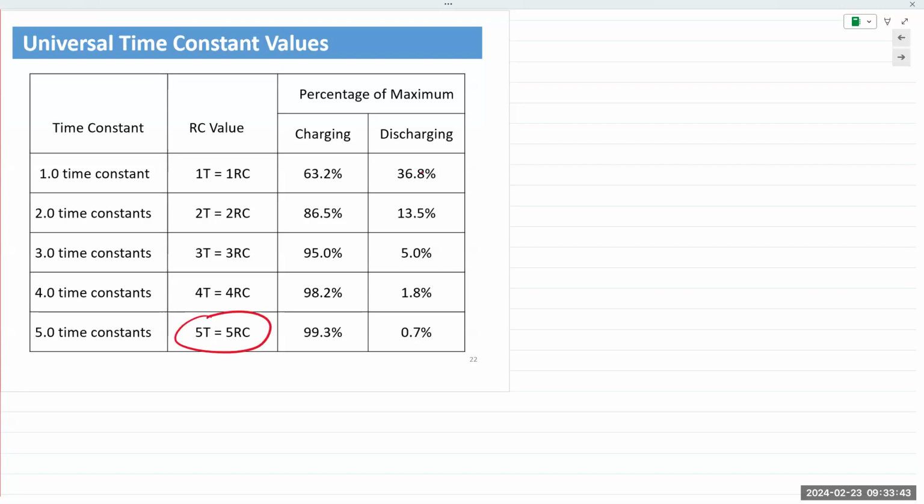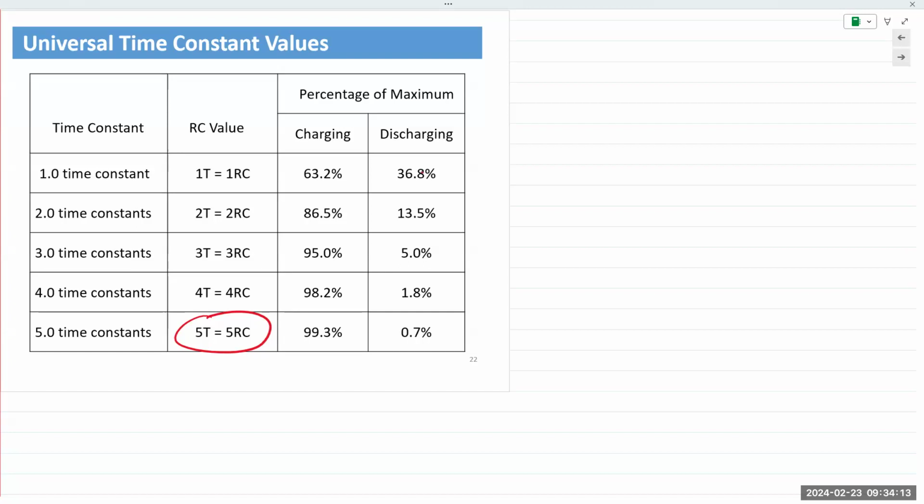When it's charging, it acquires more than 99% after 5 time constants. When it's discharging, it has already lost more than 99%. And so after 5 time constants, we say that the capacitor or inductor has either reached full charge or full discharge. Again, even though mathematically we never say it reaches full zero.